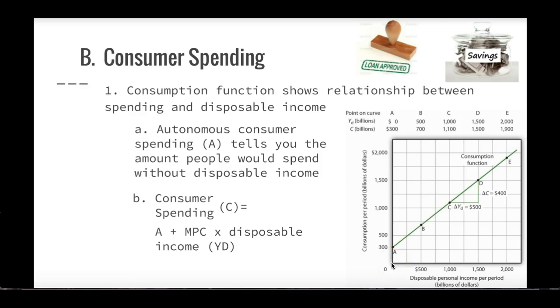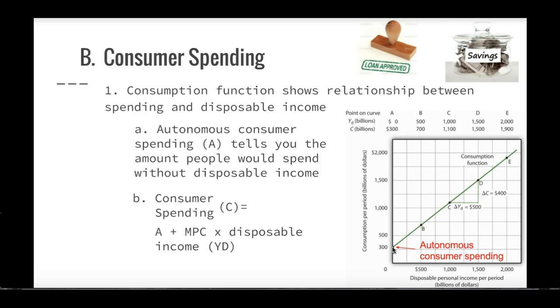But notice that the consumption function does not start out at 0. Why? We just talked about that even when your income is 0, you still have expenses. So the consumption function will always start above 0 at some point, which is going to be our autonomous consumer spending. Wherever it intersects the y-axis, that's our autonomous consumer spending. That's how much we are going to spend even if we have absolutely no income.